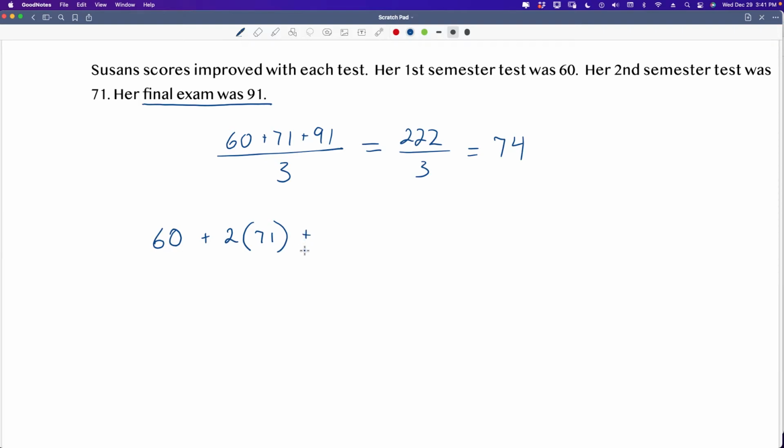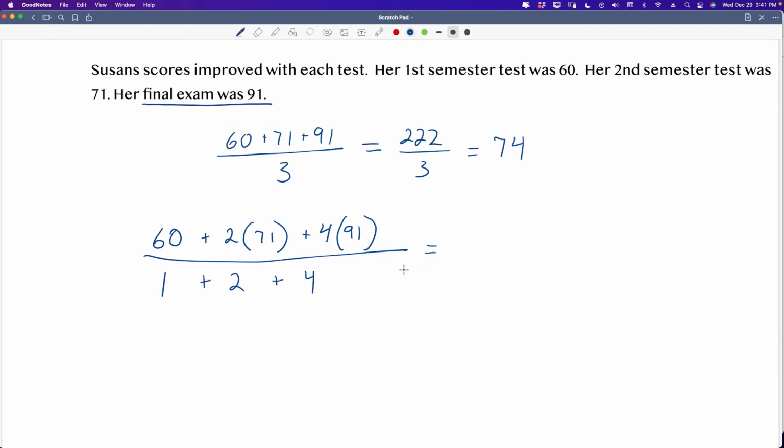And then she said, but the final exam reached all the way back to the beginning of the school year, so it should be worth more than both of these put together. So she said, let's do 4 times 91. Let's make it worth 4 times as much as the first one, because it went all the way back and it tested all her knowledge. And then she said, we're going to add these together. So 1 times this plus 2 times this plus 4 times this.